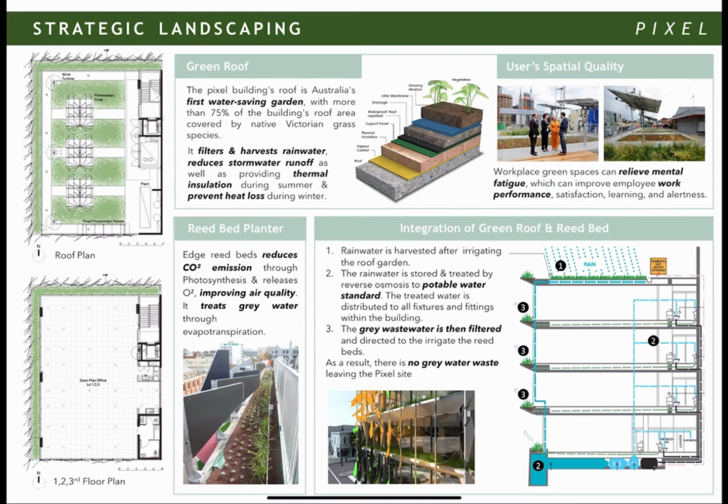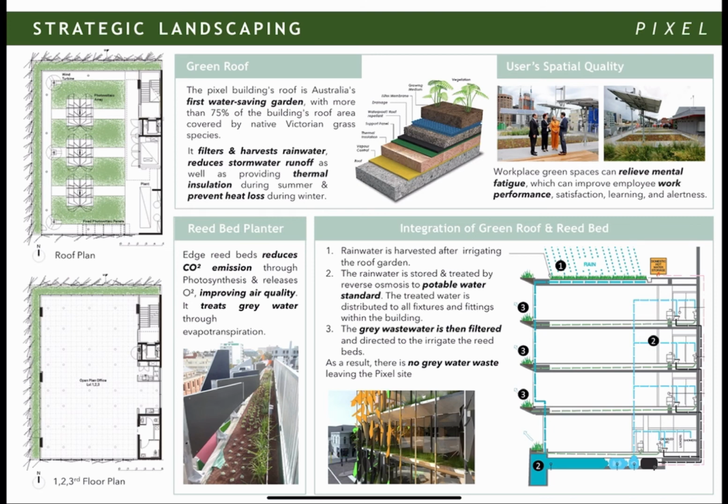Despite the site context without planting space around the building, Pixel managed to achieve zero carbon and zero energy through strategic landscaping. It has a green roof that filters and harvests rainwater, reduces stormwater runoff, as well as providing thermal insulation during summer and preventing heat loss during winter. The green roof also provides green space for users in their workplace, which can relieve mental fatigue and improve work performance, satisfaction, and alertness. The strategic landscaping of green roof and reed bed enable a self-sufficient and environmentally friendly water system in a building.